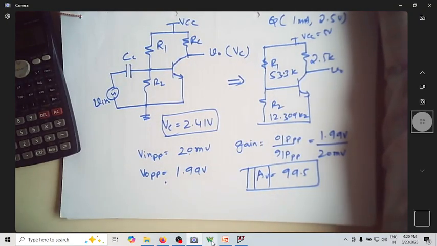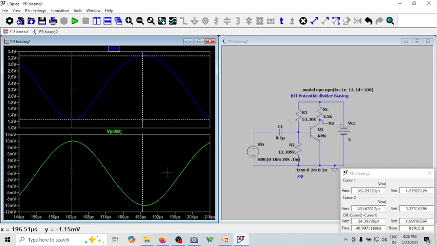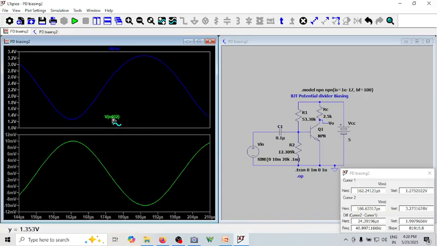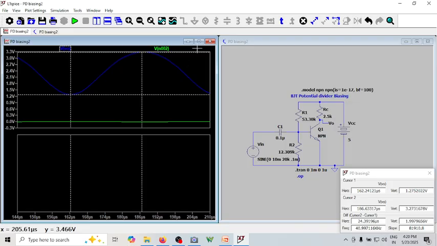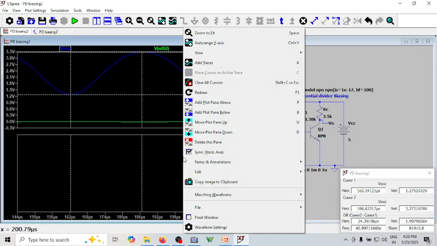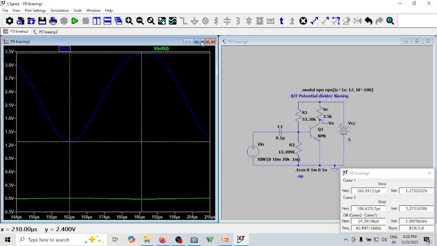Let me go back to the circuit. See now, you cannot make out whether it is a 100 times increase. Only when you merge them together can you make it out. So I'll take out this pane. How do I delete this pane? Okay, I have deleted it. Now you can see.